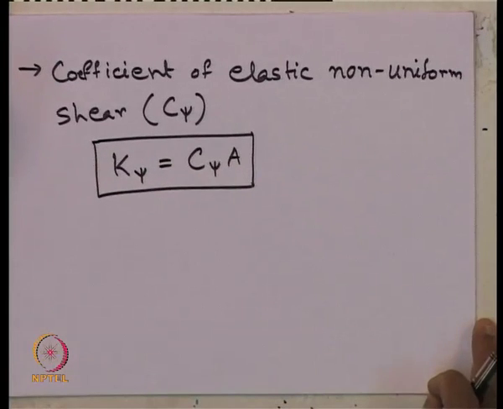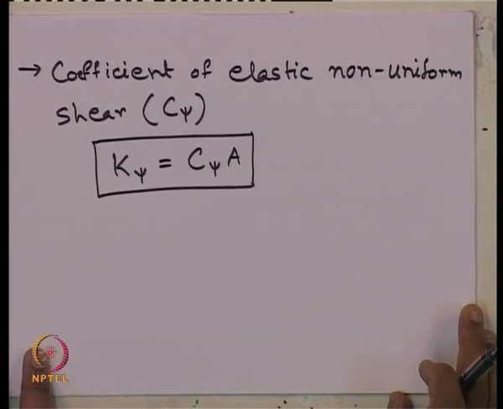So, these are the 4 terminologies or 4 parameters which can be obtained from test, and then they can be used to compute your spring constant for respective mode of vibrations, whether vertical, horizontal, rocking or pitching, or yawing. How it is done? Generally, what is the standard procedure from the field test?